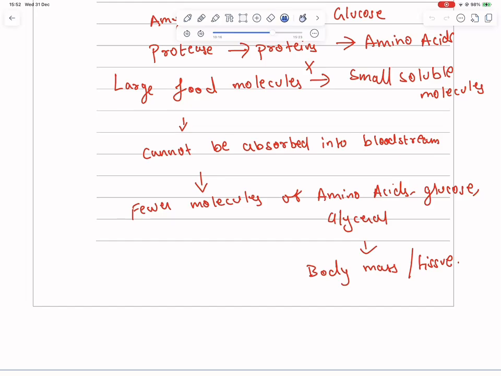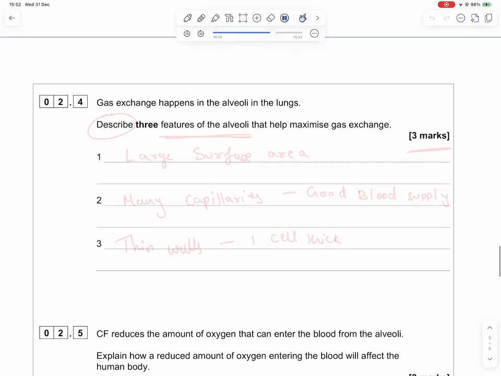Let's move on to the next question, 2.4. Now, this question is the adaptations for gas exchange. Now, let's read the question, and we've already noticed it is a 3-marker. Gas exchange happens in the alveoli in the lungs. Describe, that's our command word. Describe 3 features of the alveoli that help maximize gas exchange.